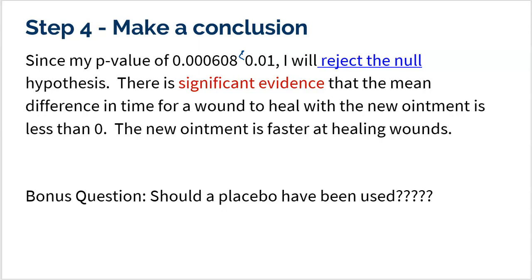I'm actually going to give you a bonus question here. Obviously, we're getting closer to the AP test. So this would be a great time on the AP test, in the middle of a question like this, to see if you understand something that we learned a long time ago with experiments. So it says, should a placebo have been used? Now remember, each subject got the ointment on one arm and nothing on the other. Should we have put something on that other arm?